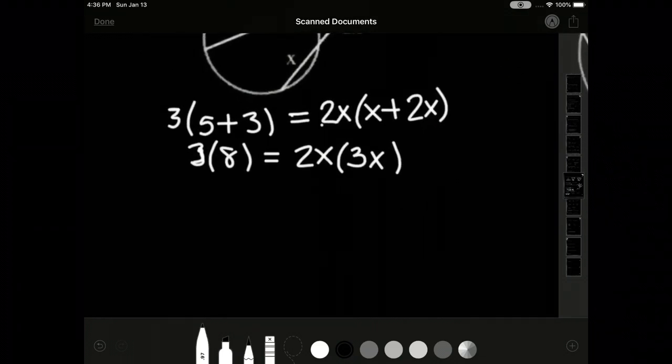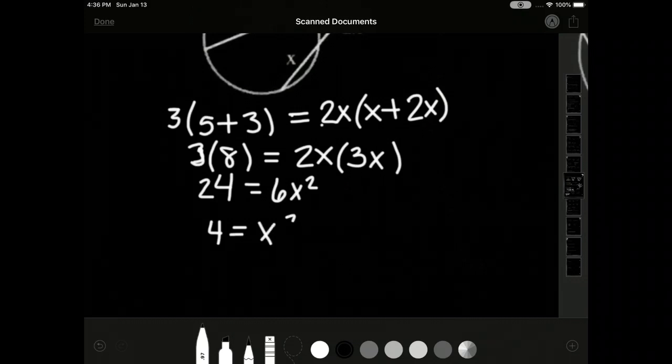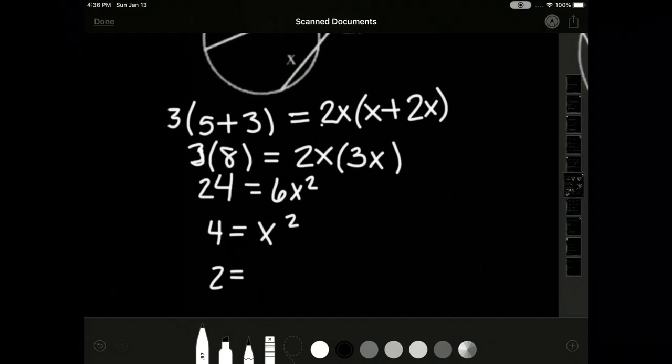So 3 times 8 is 24. 2x times 3x is 6x squared. We can divide by 6, so we get 4 equals x squared. And then we have to take the square root, so 2 equals x.